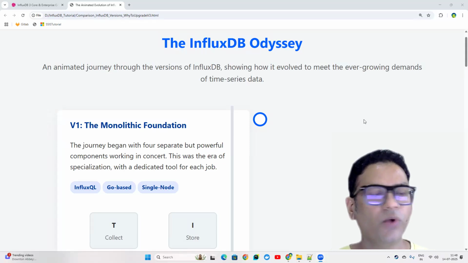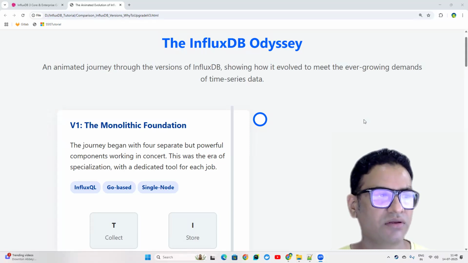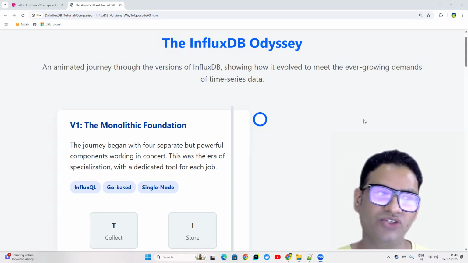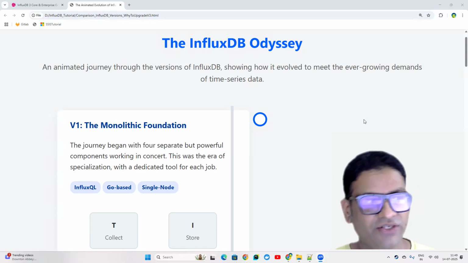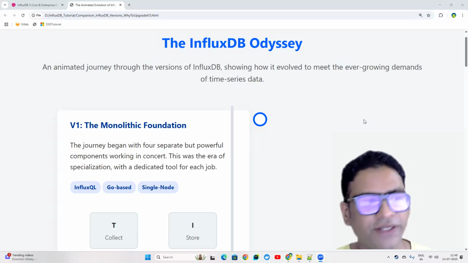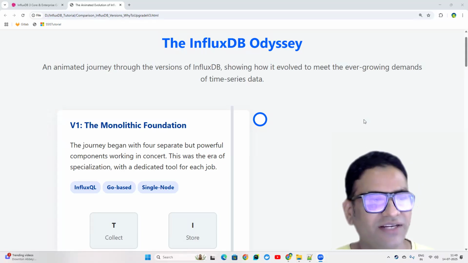If you are a developer working with IoT sensors, financial data, or application metrics, you know that time series data is an absolute beast to manage. First, getting the data, storing it efficiently, and querying it fast. We all need that, right? But that's always a dream, right?